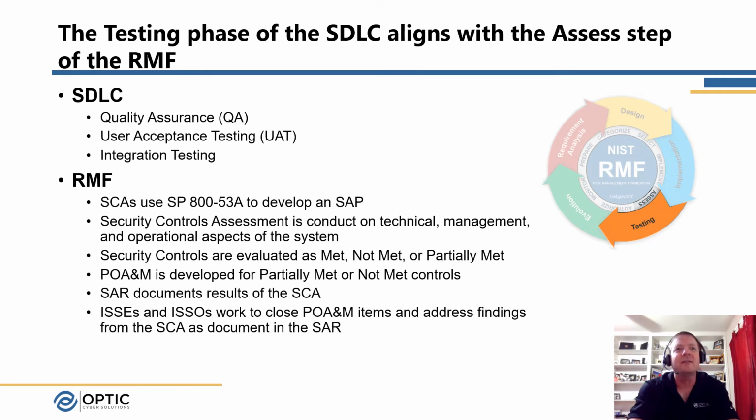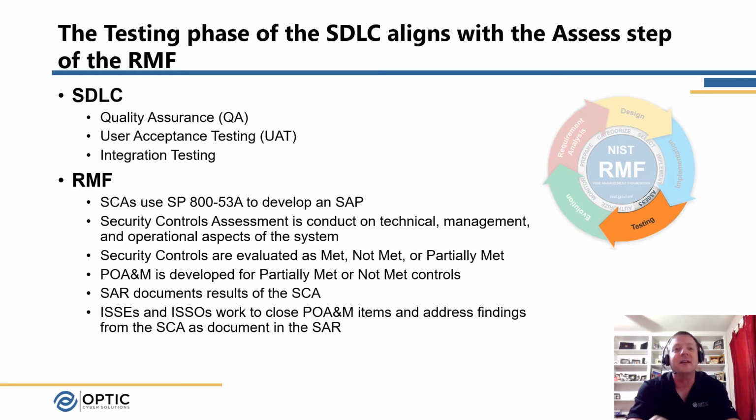Next, we have the testing phase of the SDLC. The testing phase aligns to the assess phase of the risk management framework. So typically within your SDLC, this is where we're doing quality assurance checks, tests. We're also doing user acceptance testing, integration testing, just making sure that the system's going to work as intended or as expected, and we're meeting those requirements that we initially called out in the requirement analysis phase of the SDLC.